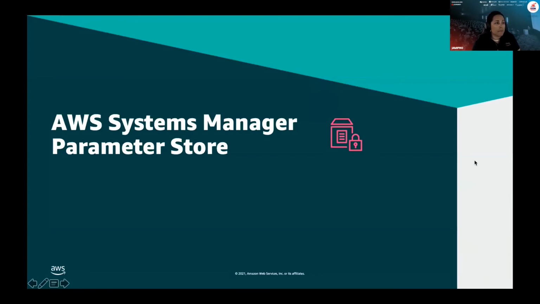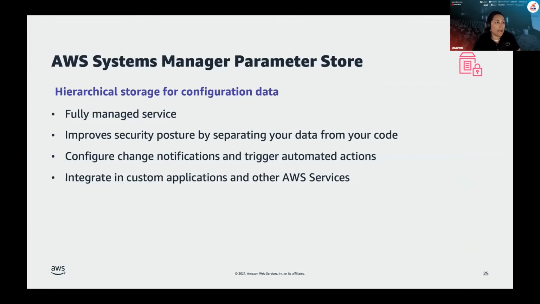Let's take a look at Systems Manager Parameter Store and how to use this. As I mentioned, it's a managed service. It will help us separate our configuration from our code. It's a key value store, and it has the very nice feature that we can notify our applications or trigger automated actions if those parameters change. So we can tell Parameter Store to let us know about those configuration changes. We can integrate this into our custom applications, whether they are running on AWS or on premises or wherever else. And other AWS services can also use Parameter Store.